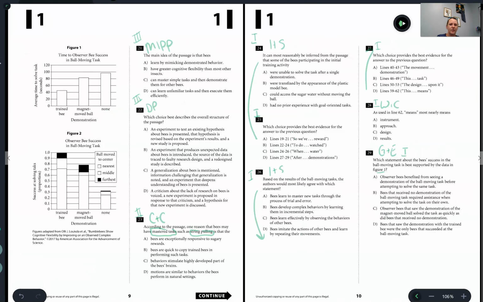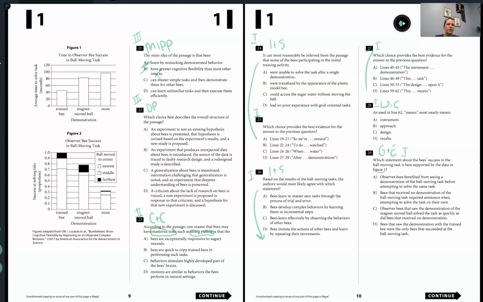The main idea of this passage is that bees learn by mimicking demonstrated behavior. Okay, so sometimes they were watching fake bees, sometimes they were watching real bees, but sometimes they didn't get a demonstration, so I think A might be incorrect because of that issue. Bees may have a greater cognitive flexibility than most other insects. They do have greater cognitive flexibility than we thought, but we don't really discuss other insects, so B is incorrect.